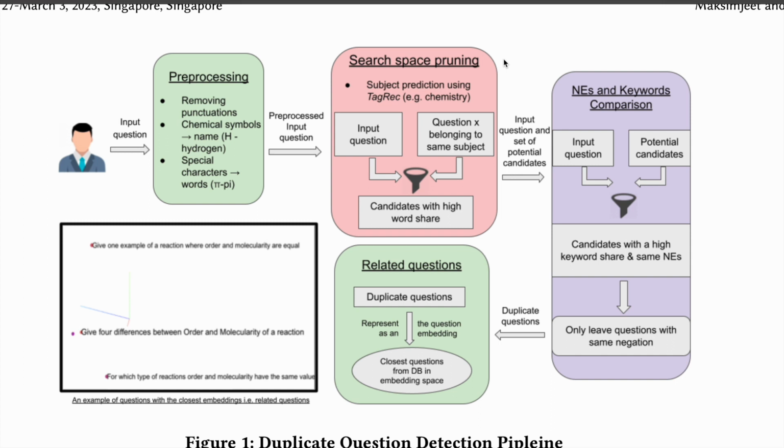Once we have this, the final step is to compare if the questions in the database that we are still considering and the input question have the same level of negation. So let's say there are two questions: should I study medicine in India or should I not study medicine in India? These two questions have different answers and hence cannot be considered duplicates. For all those questions that have the same negation, we define them as duplicates and show them to the user.